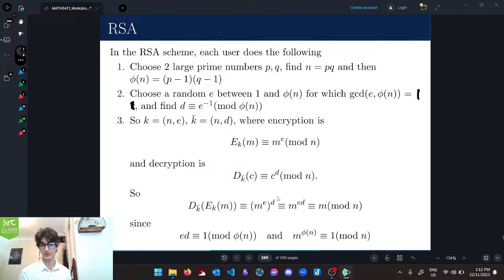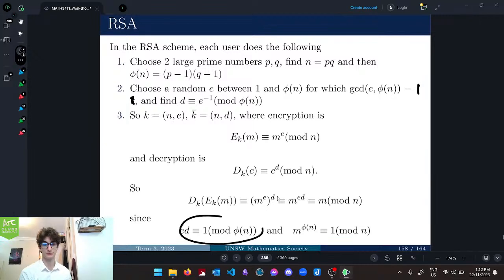So we get that d sub k bar of e sub k of m is m to the e to the d, which is m to the ed, which is m, because we know e and d are not coprime, they're inverses, mod phi n. So these are all equivalences. So yes, as I said.